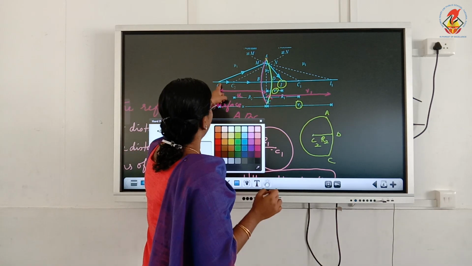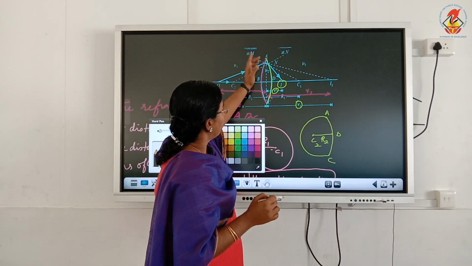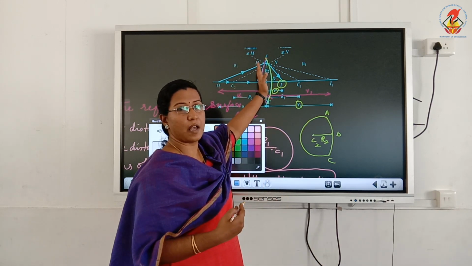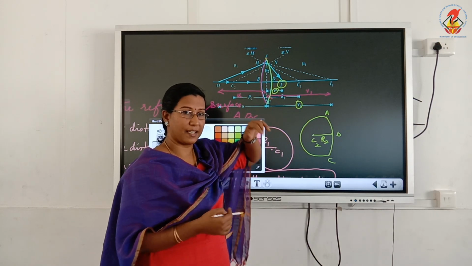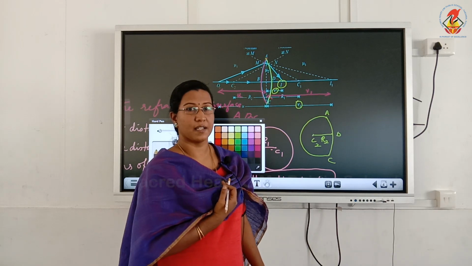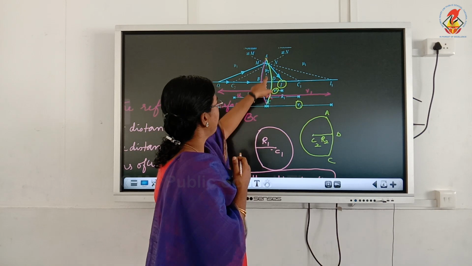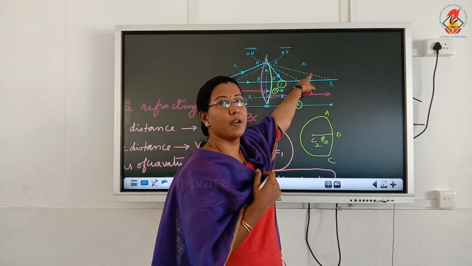kept at point O in the medium of refractive index mu1, and the image was formed, it's an imaginary concept, in the second medium having refractive index mu2. But now what is the next concept we are taking? We are taking the second refracting surface. So the object is assumed to be in the medium of refractive index mu2 and the image is formed in the medium of refractive index mu1.